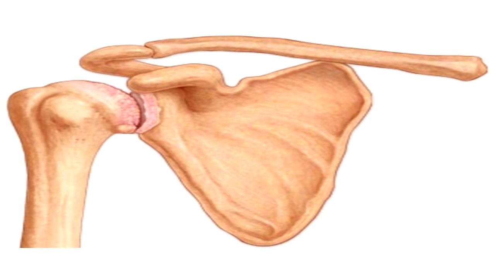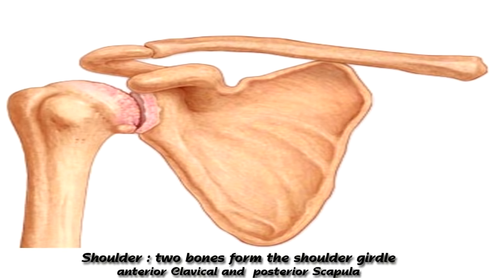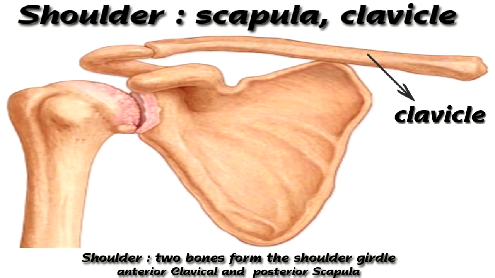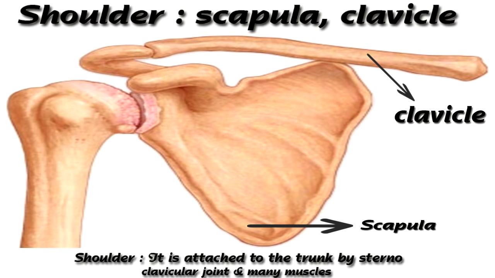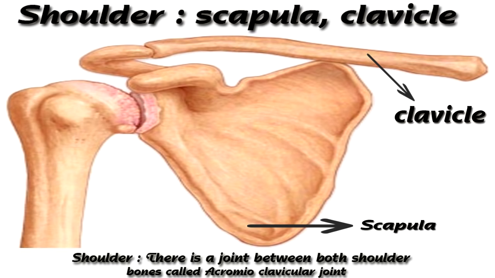Now we will talk about the shoulder. It is the junction between the upper limb and the trunk. It has two bones that form the shoulder girdle. Anterior one called the clavicle and the posterior called the scapula. The shoulder is attached to the trunk by sternoclavicular joint and many muscles. There is a joint between both shoulder girdle bones called the acromioclavicular joint.